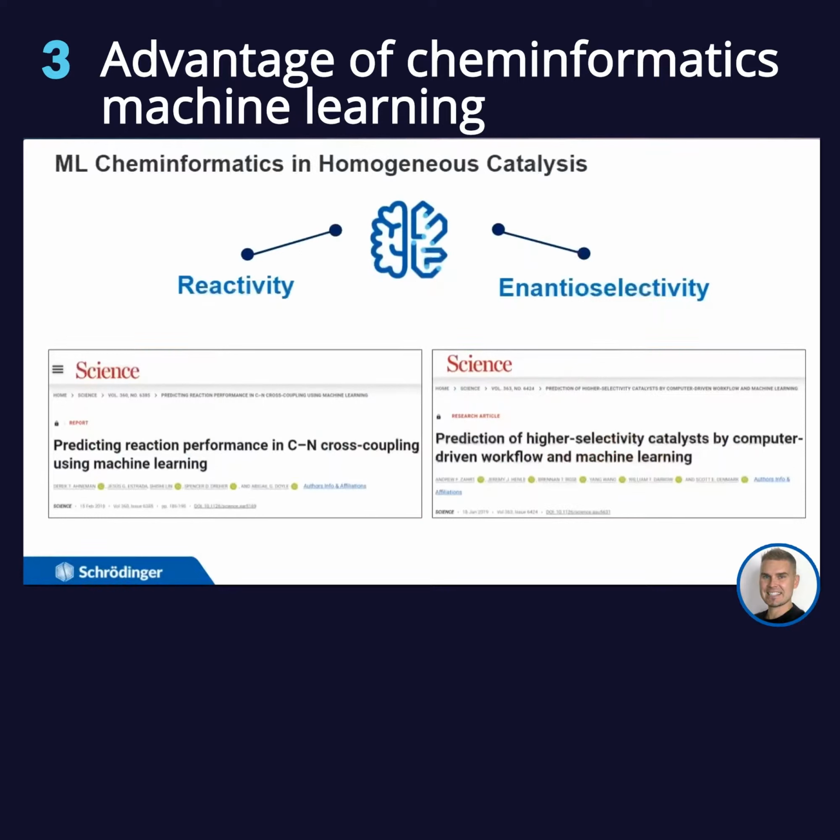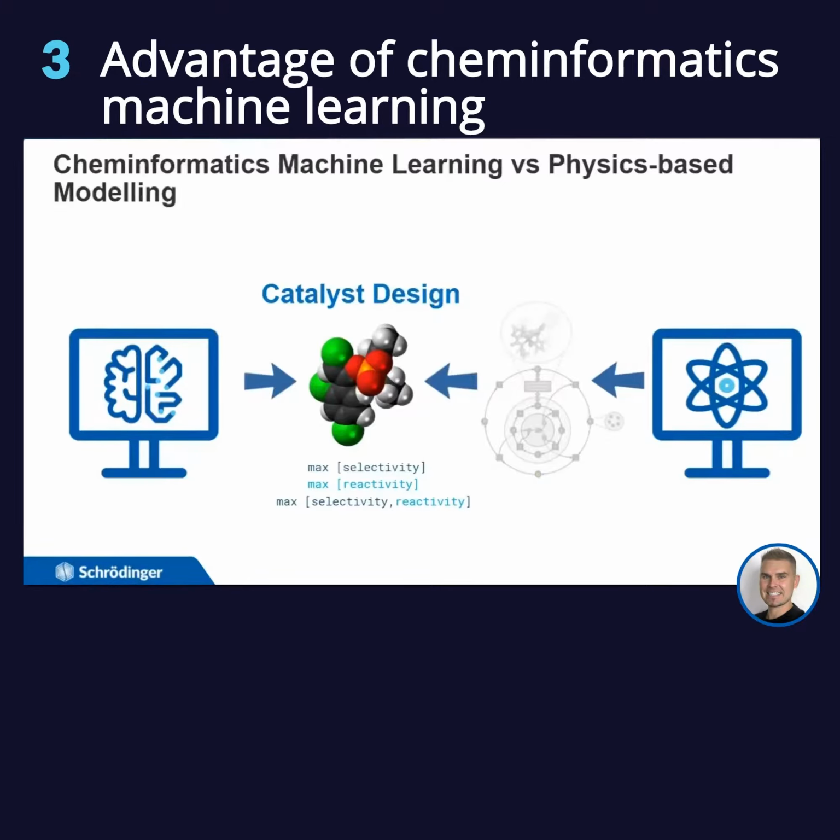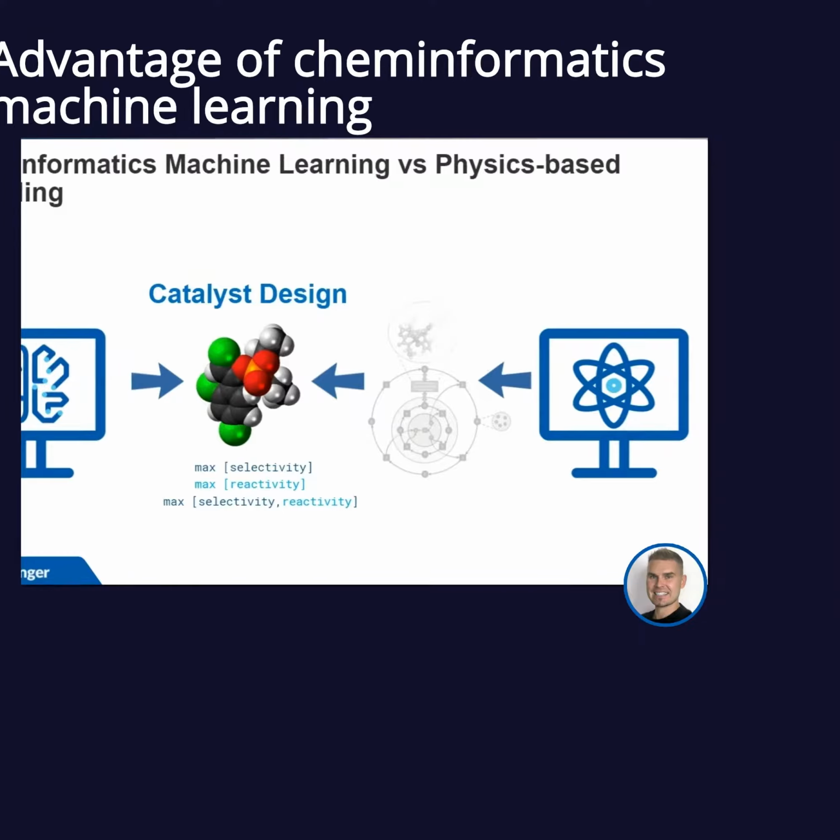For best practices, ML cheminformatics works best for a series of catalysts which do not deviate significantly from one another. In summary from this section, the key difference between cheminformatics ML and physics-based modeling for asymmetric catalyst design is that the former is completely agnostic to the reaction mechanism.